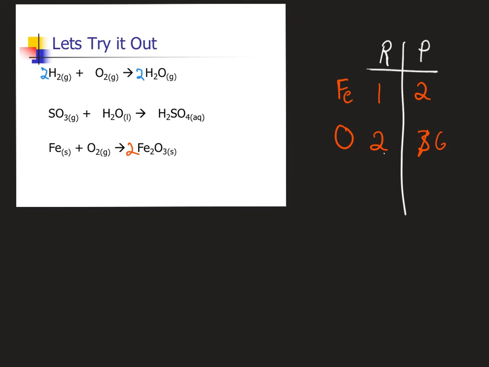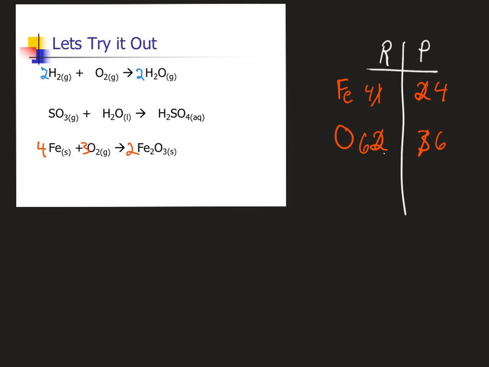So, change my numbers, because 2 times 2 is 4, and 2 times 3 is 6. Now, I can see what I need to do to my oxygen, because 3 times 2 is 6. The oxygen's balanced, and I'm left with 4 and a 1. So to balance it out, I use a 4. It's not a bad practice to get into.